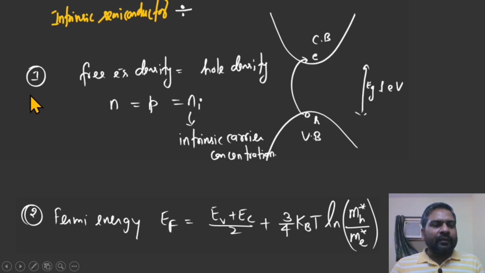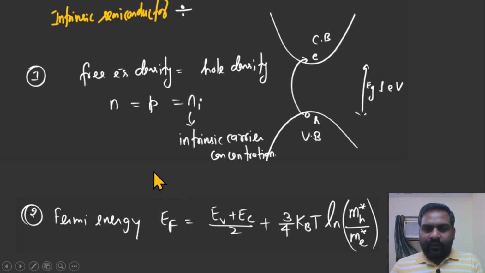So accordingly, first point, free electron density is equal to hole density. Density means number of free electrons per unit volume. It is called free electron density, represented by small n. Number of holes per unit volume is called hole density, represented by p, and both will be equal, and it is equal to ni, which is the intrinsic carrier concentration. So we can represent it as ni.